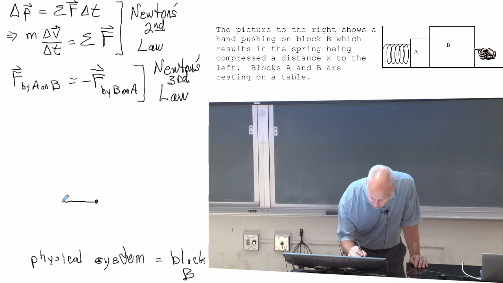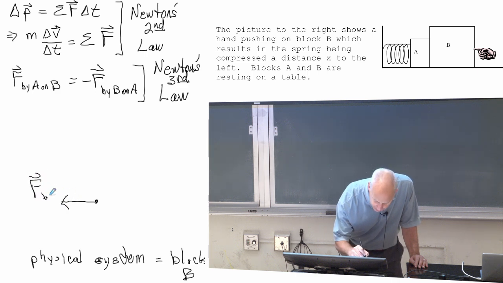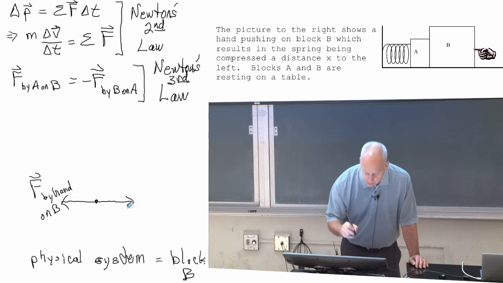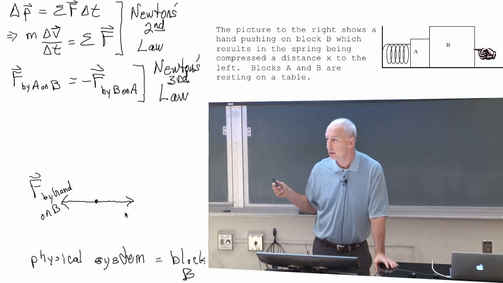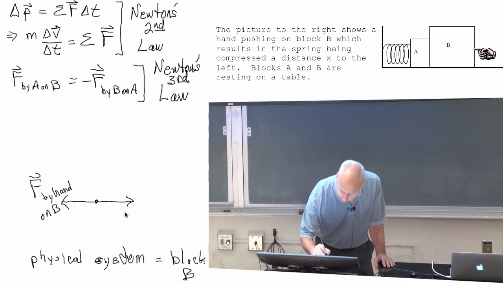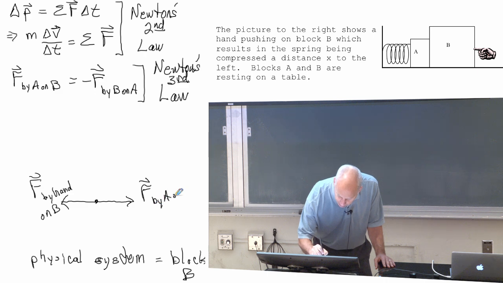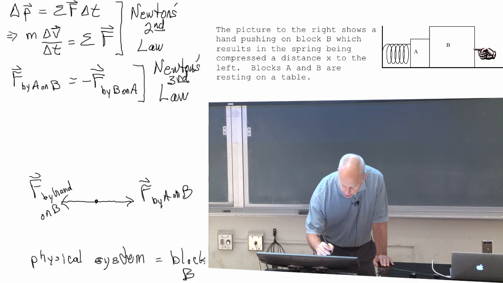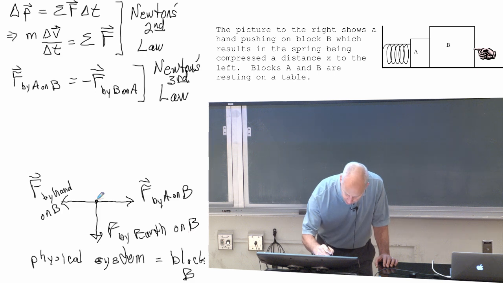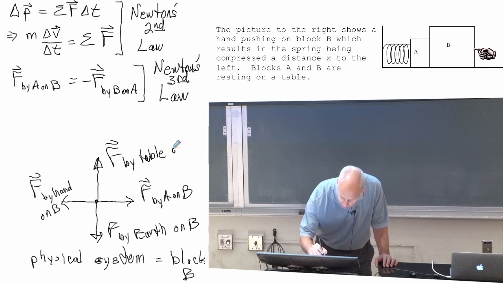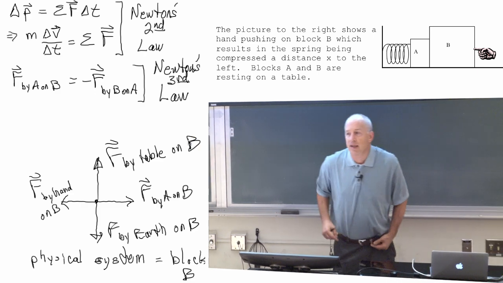The hand pushes to the left. Block A pushes to the right. How do I know how long to draw that arrow? The magnitude of the force by block A is the same as the hand, because the motion isn't changing. Force by A on B. Earth is pulling down. F by Earth, that's a gravity force. And the table is pushing up. Those are all forces acting on block B.